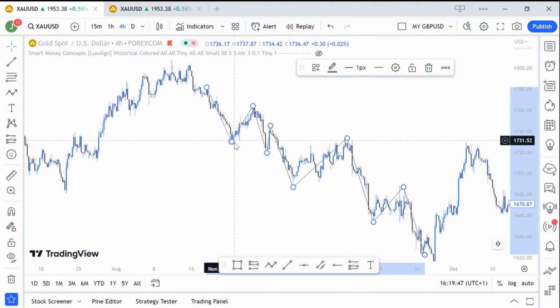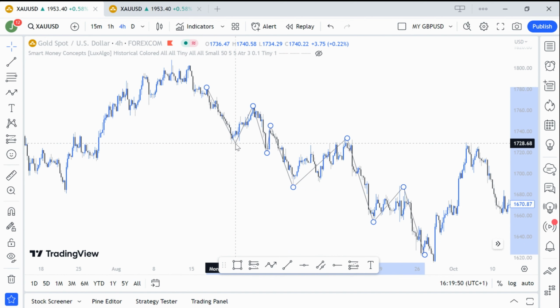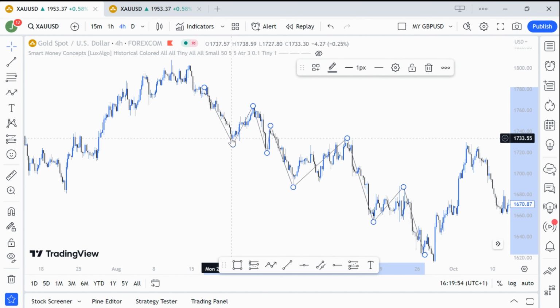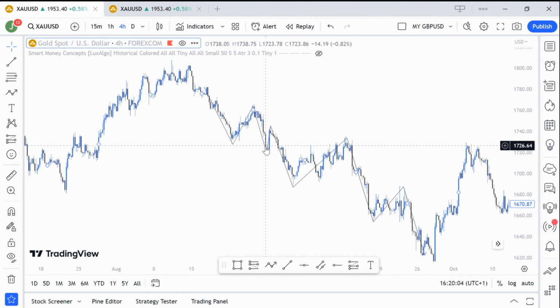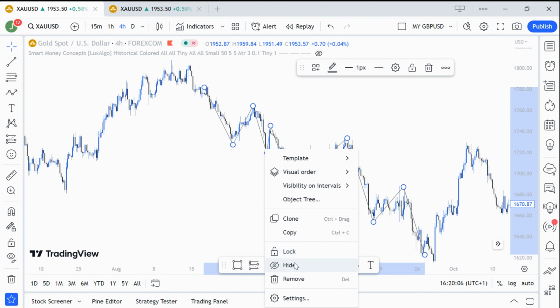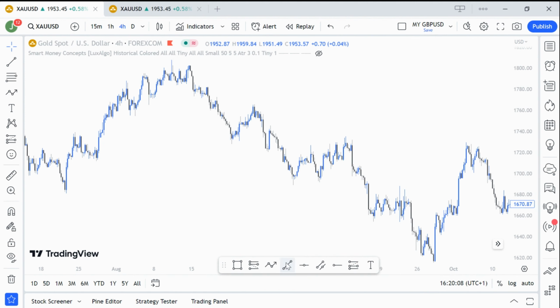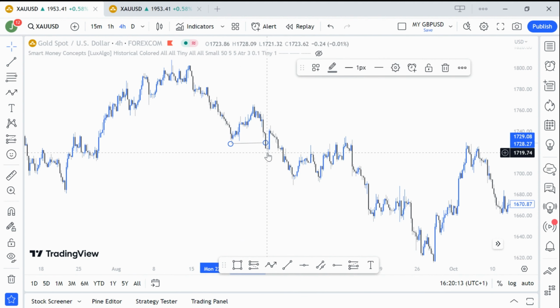Remember, for a structure to be valid, there must be a break of structure. So this is a downtrend. For you to call this a downtrend, there must be a break of structure to the downside. Now there was a break of structure here. Right. There was a break of structure here, down to this side, forming a new lower low, then it went up, formed a new higher low here, then there was a break of structure again.